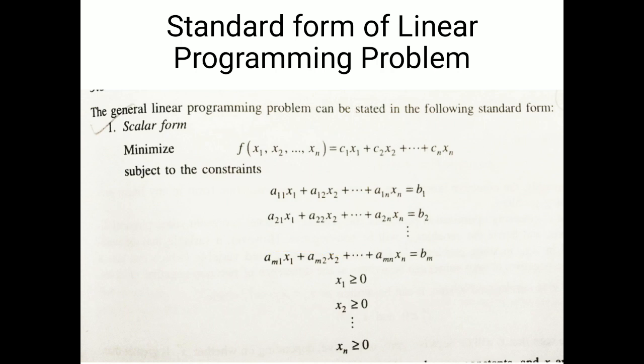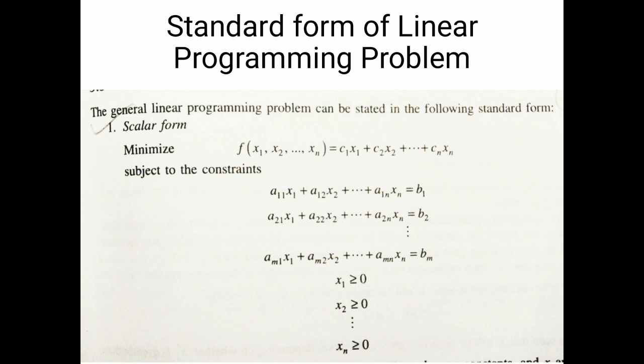As you can see, in the scalar form, f(x), that is f(x1, x2, up to xn), is the objective function. It is equal to C1 x1 plus C2 x2 plus dot dot dot Cn xn, where x1, x2, x3 up to xn are decision variables and C1, C2, C3 up to Cn are constant values. Subject to the constraints, here again I am repeating that f(x) is the objective function.